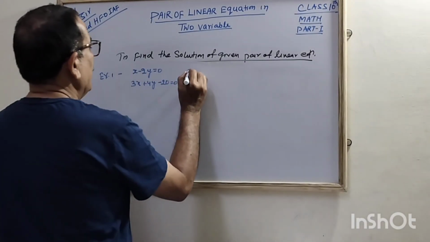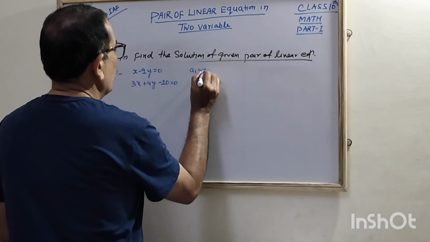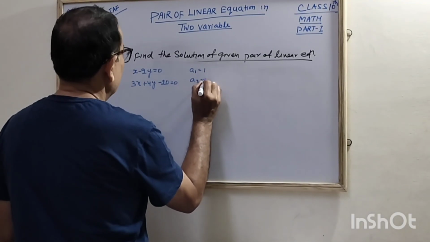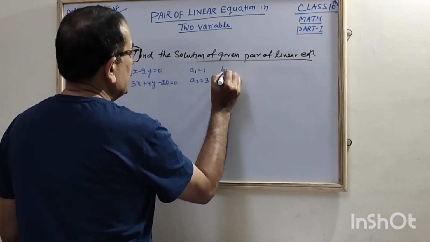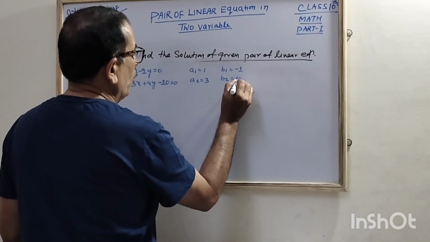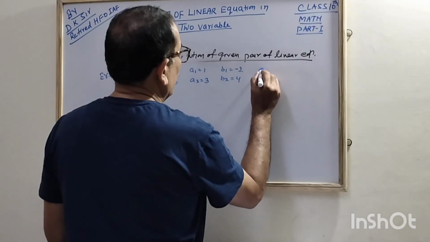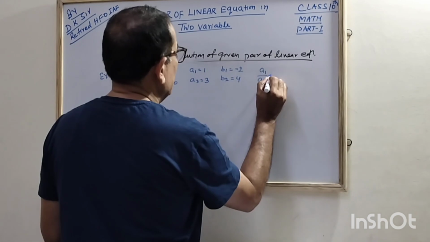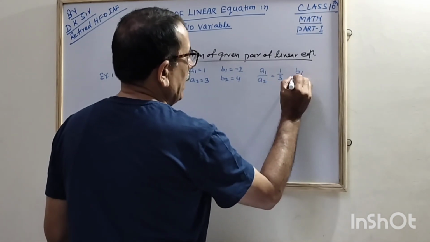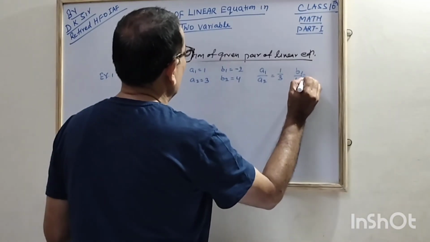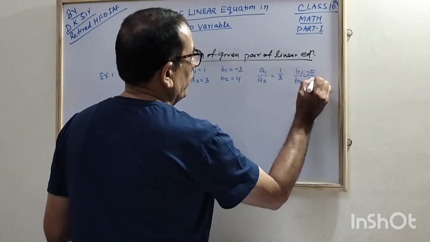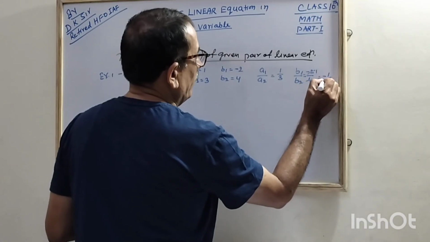So here we find that a1 is equal to 1, and a2 is equal to 3. The b1 is equal to minus 2 and b2 is equal to 4. Correct? So a1 by a2 is equal to 1 by 3. We will find that b1 by b2 is equal to minus 2 by 4. When we cut it, it becomes minus 1 by 2.